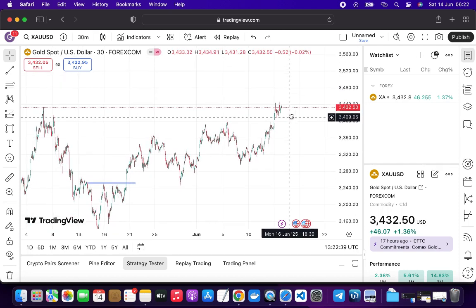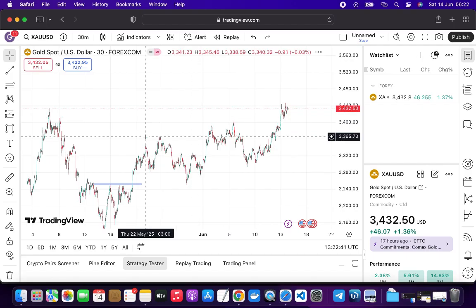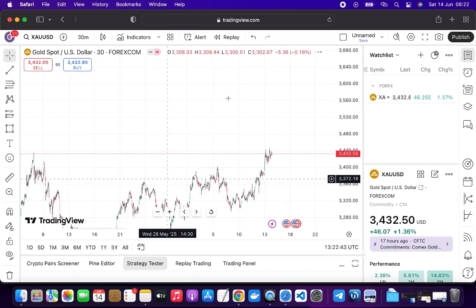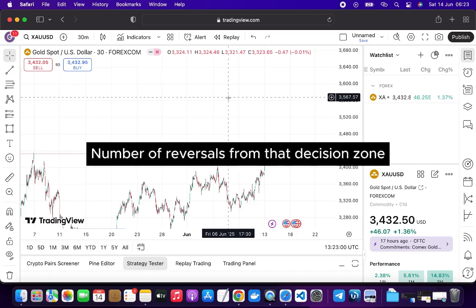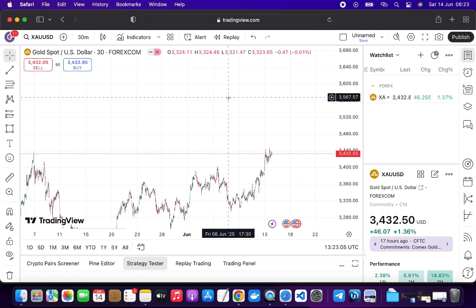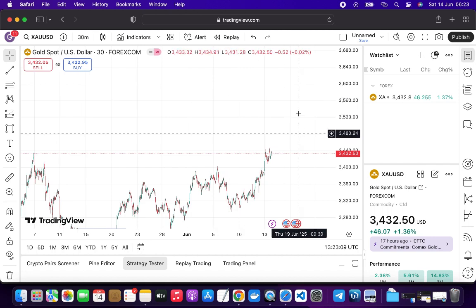So yes, before I place a trade on the Forex markets, there are three main things I look out for. The first thing I look out for is market structure. The next thing I look out for is decision zones. And the final thing I look out for is the number of reversals from these decision zones. So remember, the first thing is market structure, then decision zones, and finally the number of reversals on these zones.